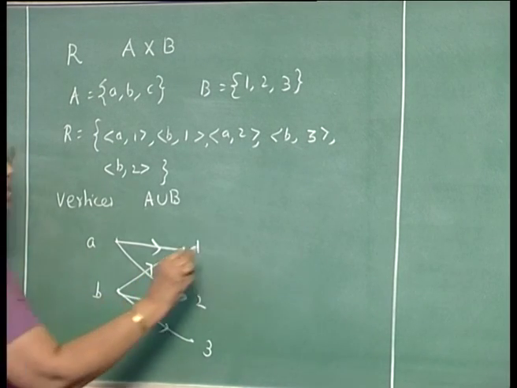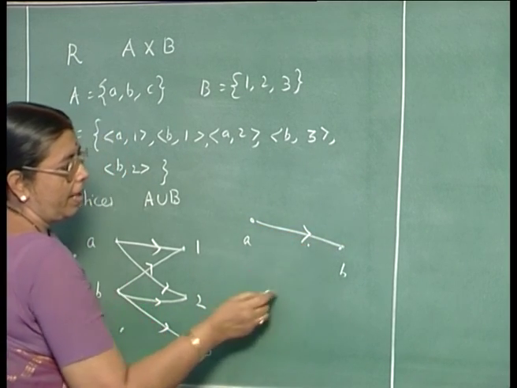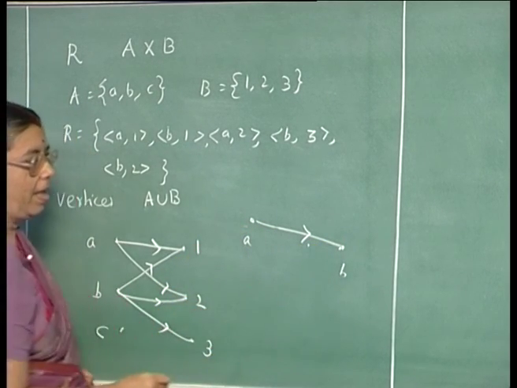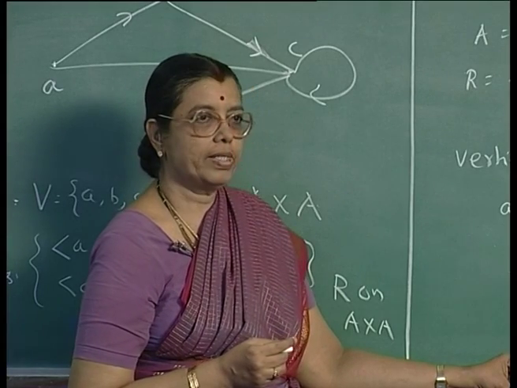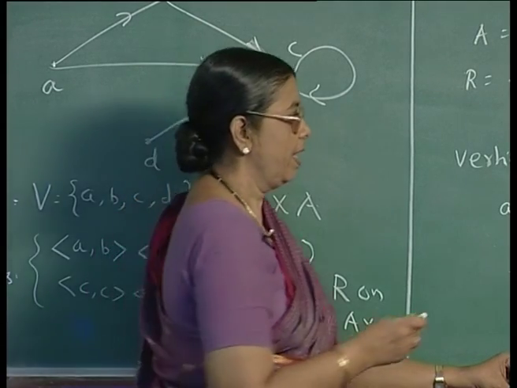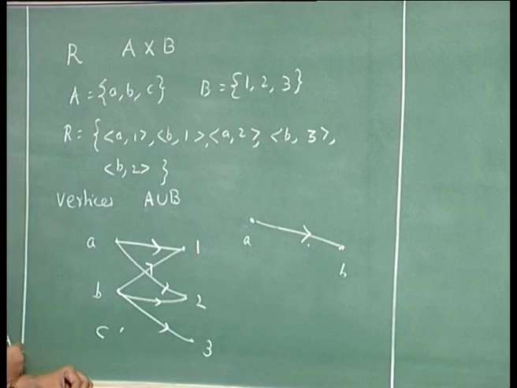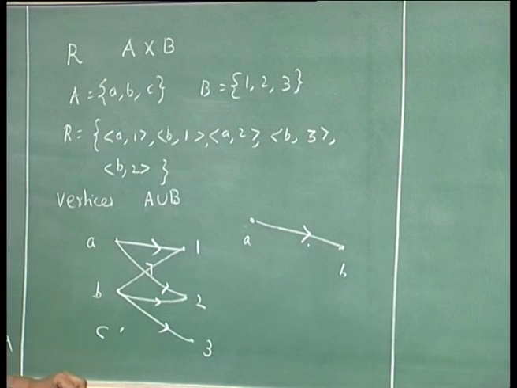When there is an edge between an element a and an element b, it originates at a and terminates at b. The number of edges originating from a vertex is called the out degree of that vertex. The number of edges entering into a node is called the in degree of the vertex. For example, here the out degree of a is 2, the in degree of 1 is 2. So, we will see that.